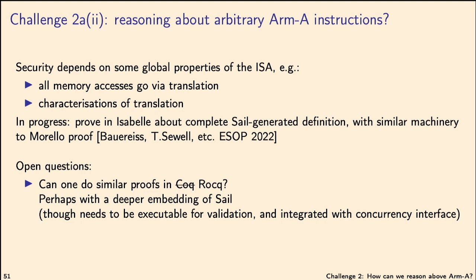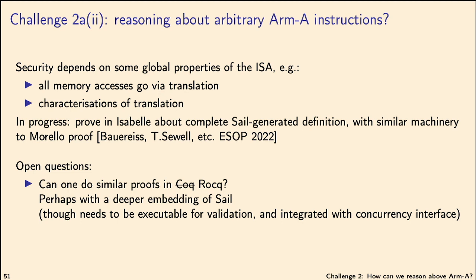So this is mechanized proof in Isabelle, honest to goodness proof of the Sail, about the Sail-generated Isabelle. Yay to Isabelle and Thomas for being able to handle definitions of this scale. It's not totally trivial. Open questions. It would be nice, not essential for us, but it would be nice not to have two different provers in the story.